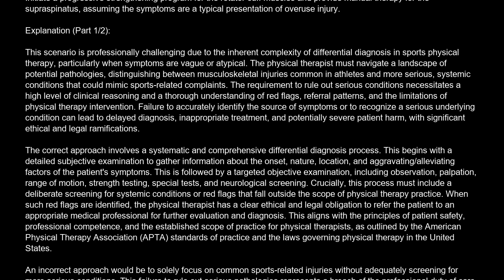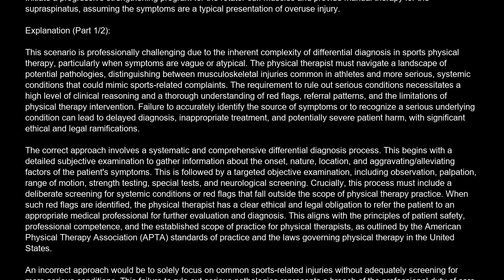The physical therapist must navigate a landscape of potential pathologies, distinguishing between musculoskeletal injuries common in athletes and more serious, systemic conditions that could mimic sports-related complaints. The requirement to rule out serious conditions necessitates a high level of clinical reasoning and a thorough understanding of red flags, referral patterns, and the limitations of physical therapy intervention.